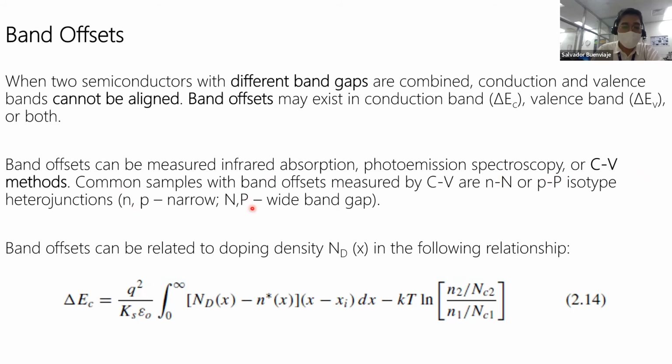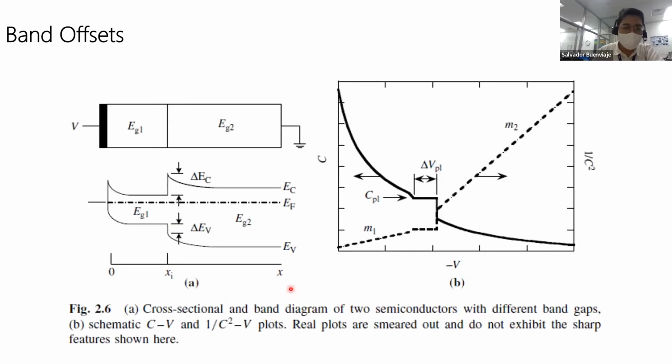Common samples with band offsets measured by CV are N-N and P-P isotype heterojunctions. Lowercase n and p refer to the semiconductor with narrow band gap, and uppercase N and P to the wide band gap. Band offsets can be related to doping density. This is the equation, where ND of X is the doping density.